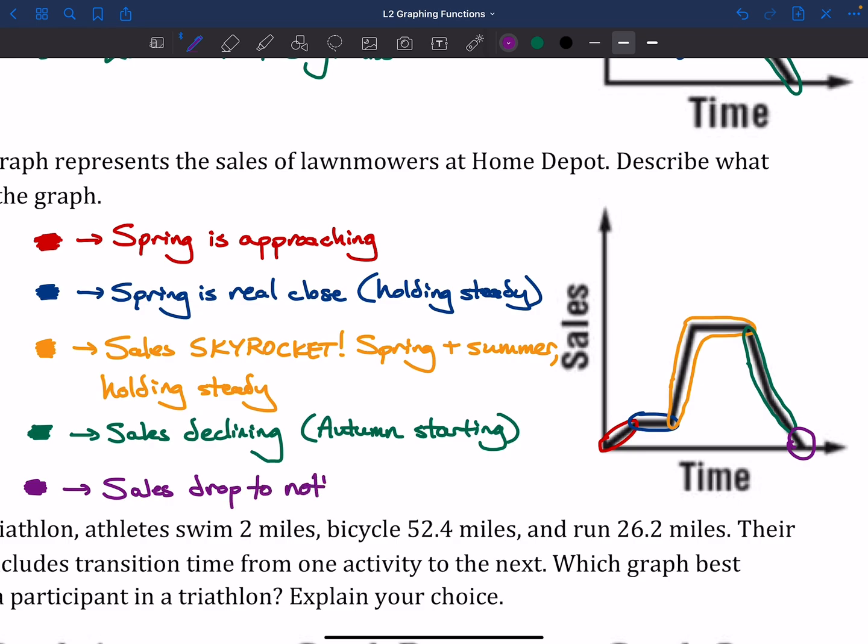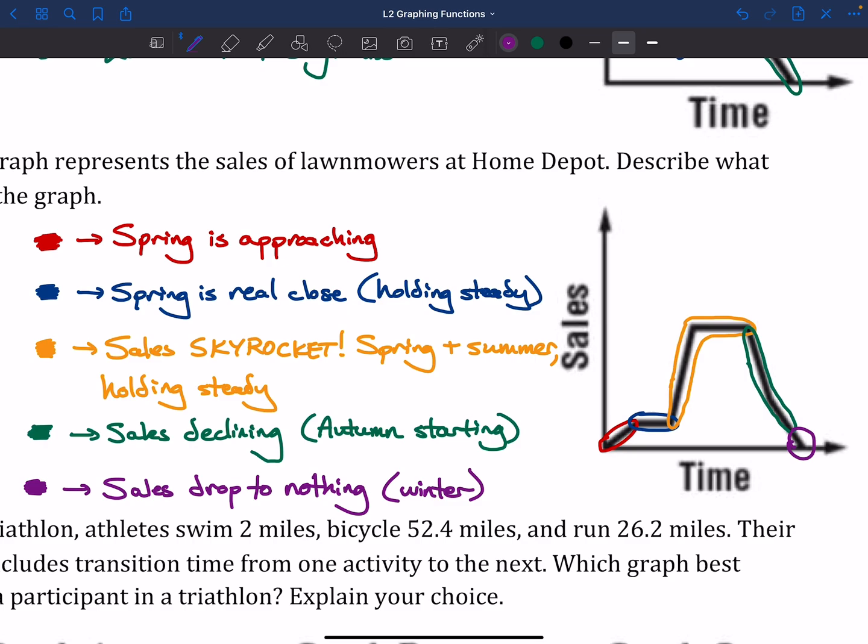or nothing, right? And I'm assuming that that's probably the winter time, right? Because most people probably don't buy a lawnmower in the middle of January. What do I know? But, in my experience, I probably wouldn't want one in January. So, sales are dropping to nothing, and then that's where it kind of stops, right?